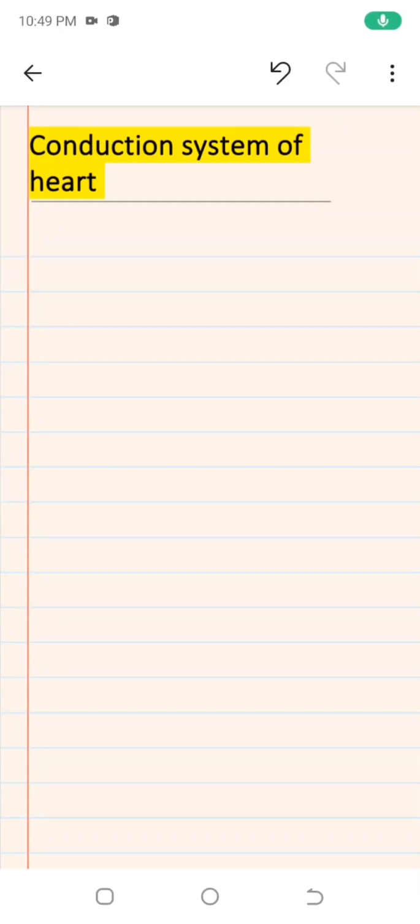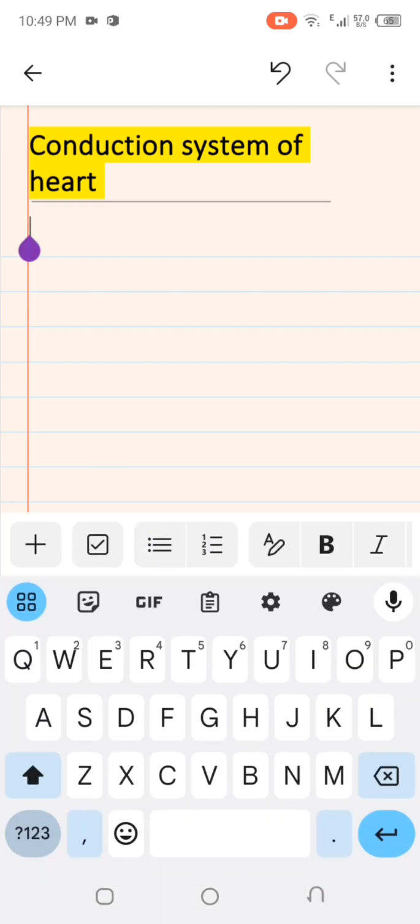Okay, so hello everyone. Today we are going to discuss the conduction system of the heart. Before going into the conduction system of the heart, I should explain simply about muscles, like how many types of muscles are present and the shape of muscles. So we should discuss the muscles first.